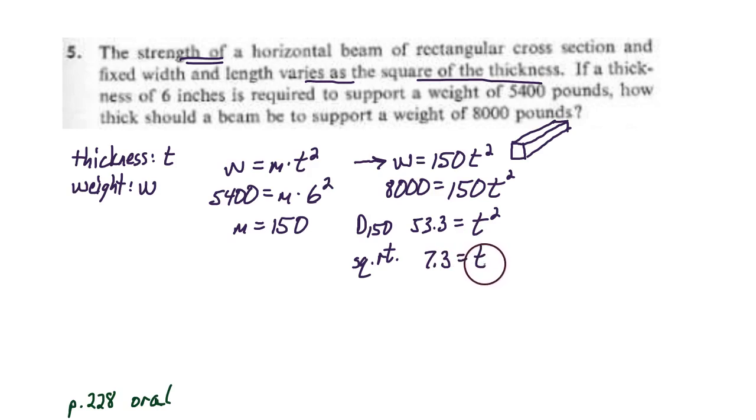T was measuring thickness, and when thickness was mentioned in one of the sentences, it was mentioned in inches. So our thickness is 7.3 inches.